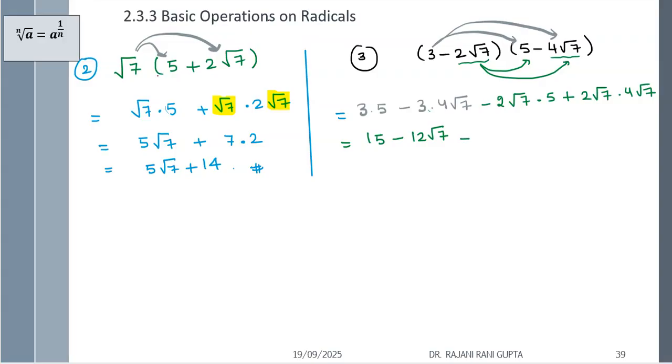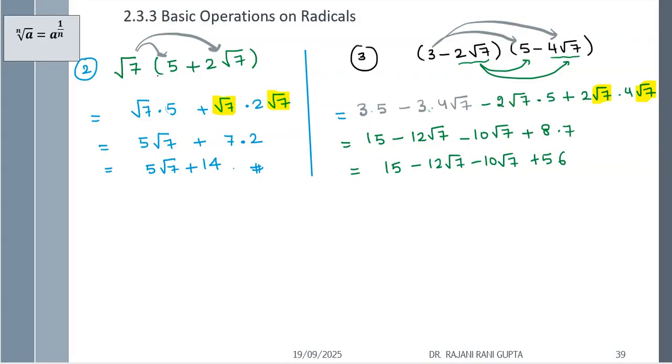Now, here you multiply 2 with 5, 10 root 7. And then plus 2 multiplied by 4 gives you 8. But you see here root 7 and root 7, so you get multiplied with 7. So this gives you 15 minus 12 root 7 minus 10 root 7 plus how much is 7 times 8?